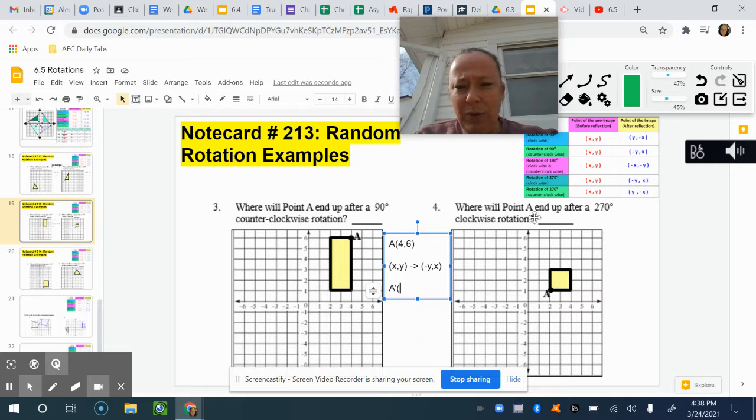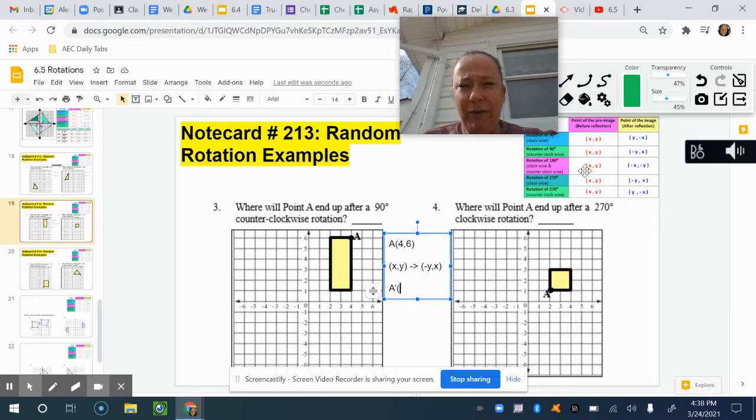All right, so I pulled the rule from up here. This reference table, you need to know this, but it says (x, y) maps to (negative y, x). So when I look at that, I know that the x is going to have to go over here in the y spot. So I'm going to have a comma 4, because the x goes over here. The y goes to the front and I change its sign, so it'd be negative 6, 4. So there is your A prime. Did you get that?